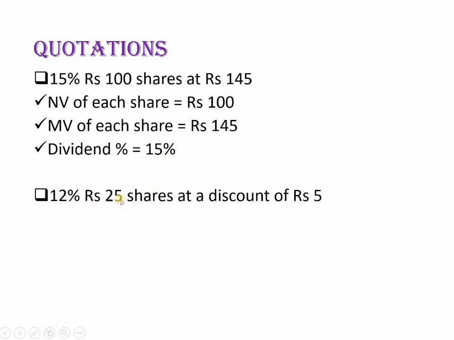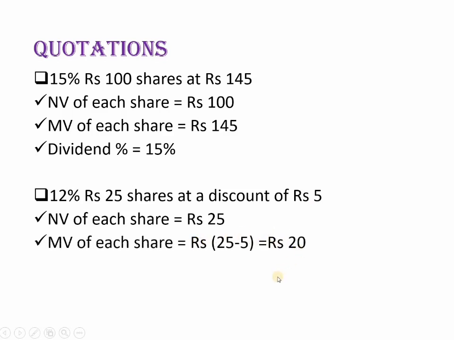Now in this case also we have rupees 25 shares, so it means this is your nominal value of one share. Now we don't know what is the market value, rather it says at a discount of rupees 5. So what do you have in case of discount? In case of discount, your market value MV will be less than NV. So from your nominal value you'll subtract the discount of 5 rupees in order to get the market value. So what is the market value then? It is rupees 20. So the remaining part, that is 12%, represents your dividend percent. I hope this is clear to you.